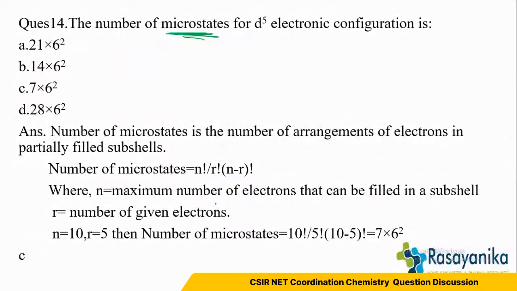So for d it is 10 and r is the number of given electrons. So what is r? d5, r is 5. Oh, sorry. n is 10 and r is 5. Then the number of microstates will be 10 factorial upon 5 factorial (10 minus 5) factorial, and this is what we get as the answer. So C will be your correct answer, right?